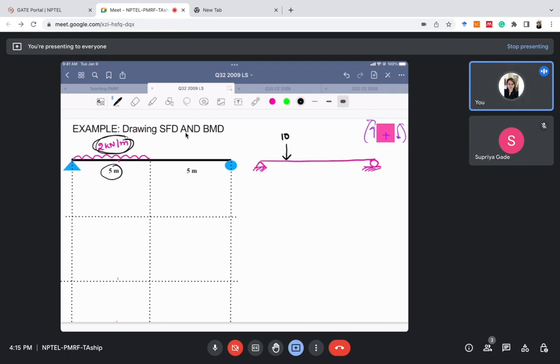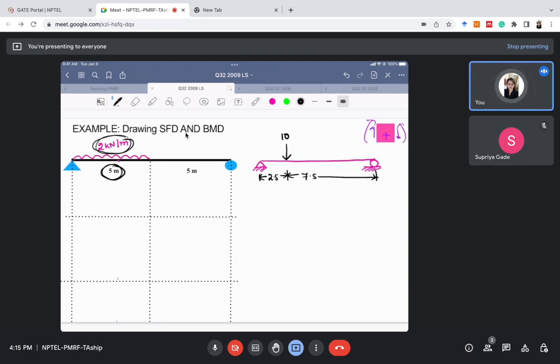Okay, and the distance will be half of the length. So this distance will be, the entire length was 5 meter, so this distance will be 2.5 meter. So the remaining length now is 7.5 meter. So this thing we can do only for calculating the reactions. Okay, so whenever there is a uniformly distributed load, you can convert it into a point load in this way.